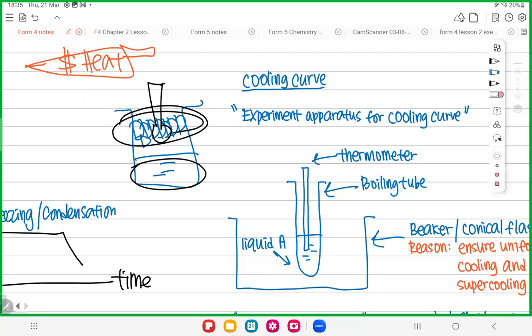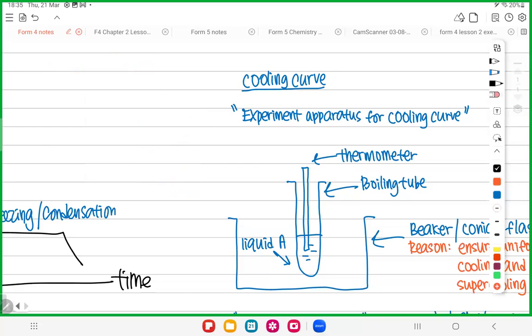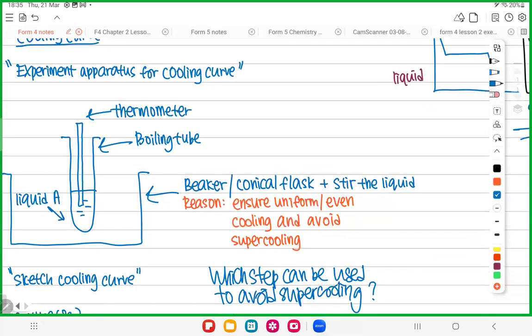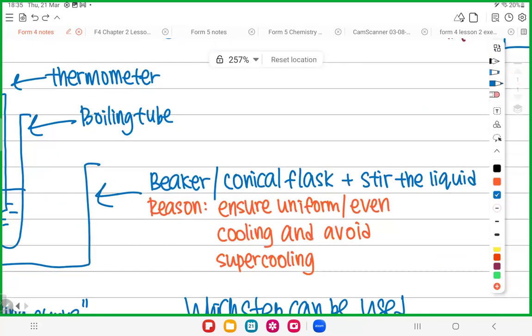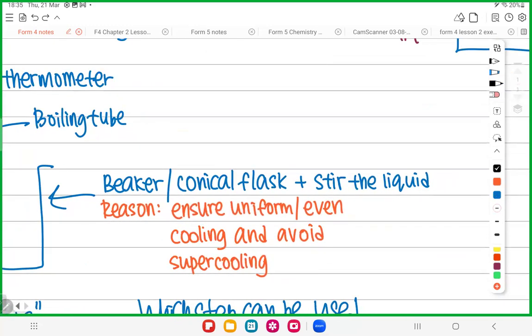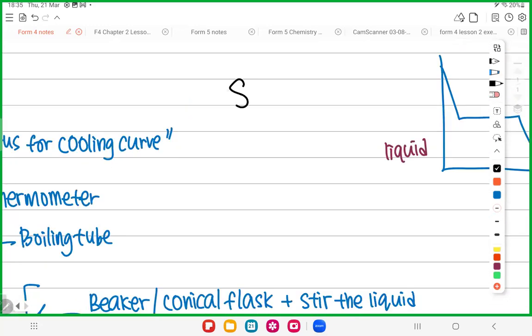Okay? So how to ensure we have a uniform cooling? We do two things. Number one, we put the boiling tube into a beaker or conical flask. Number two, we stir the liquid. We do these two. Okay? But watch out, in SPM, sometimes they force you to choose a poison. Okay, guys, what do I mean they force you to choose a poison? This question really came out this year, SPM 2023, which happened just a few weeks back.